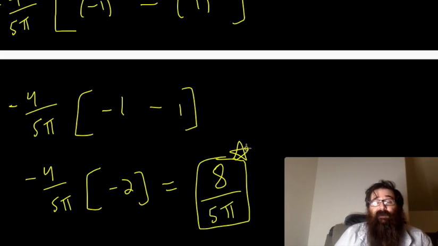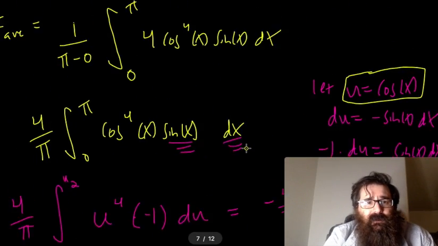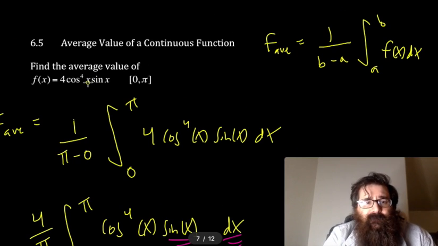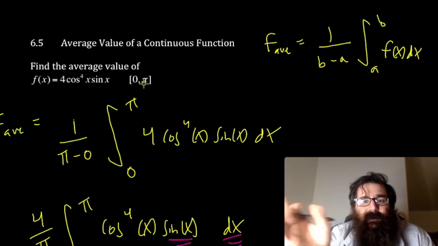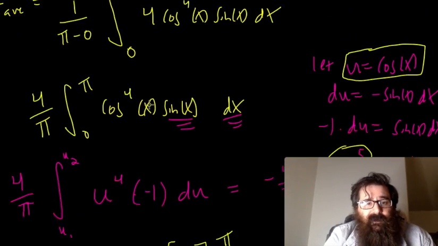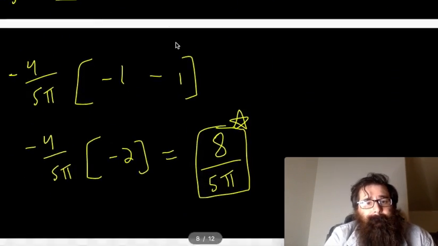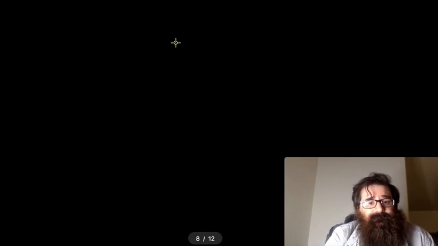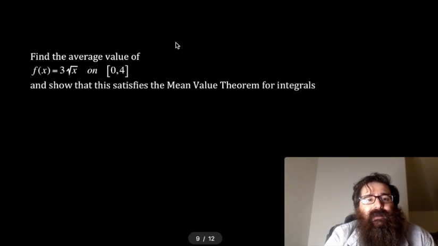And that is the average value of this continuous function, cosine to the 4th times sine, on that interval from 0 to pi. We have the average value of that continuous function. Okay, so not so bad. Let's take a look at another one.